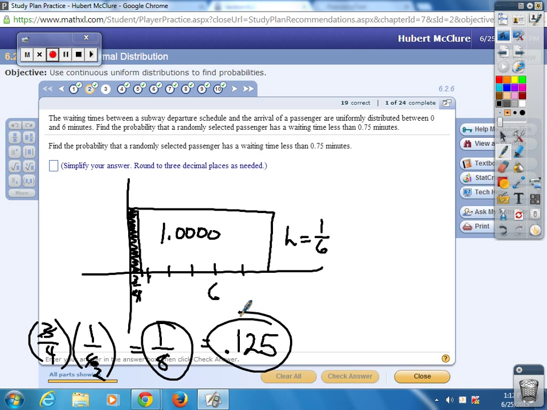So you got a 12.5% chance of that train getting there within 45 seconds. I wouldn't bet on it.